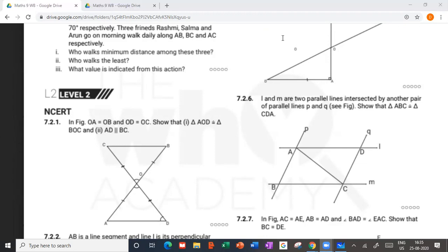Miss, every time we are doing sums of this chapter, is it always mandatory to write the congruency rules in brackets, or is it okay if we just directly mention them in the answer? No, you have to write both the reason and, in the end, you have to write the congruency rule, whether it is SAS, AAS, SSS, RHS. You have to write. That's really important. Okay, miss. Thank you.